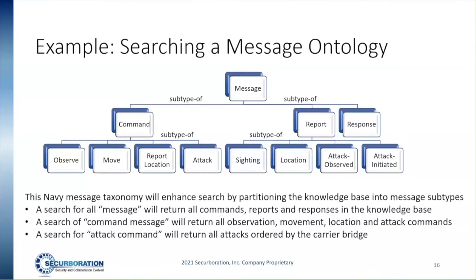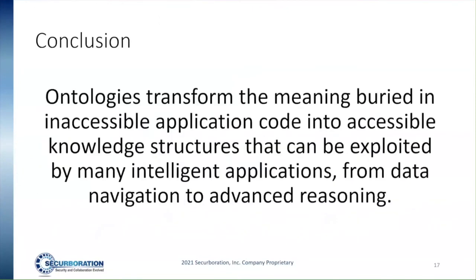In this way, the taxonomic relationships in an ontology help to structure the knowledge base into explicit type-subtype relationships that can be exploited in search, navigation, and other applications. And this is something we will be talking about in more detail in the next upcoming sections. So in conclusion, ontologies transform the meaning buried in inaccessible application code into accessible knowledge structures that can be exploited by many intelligent applications, from data navigation to advanced reasoning.